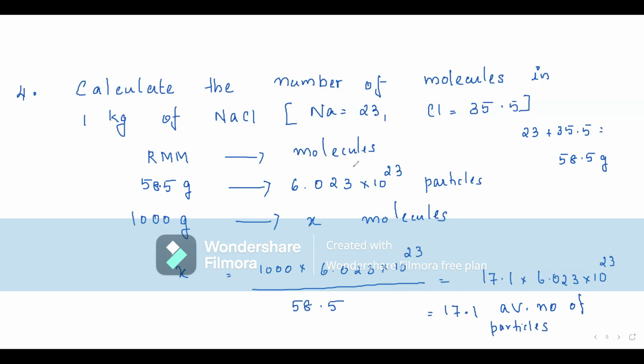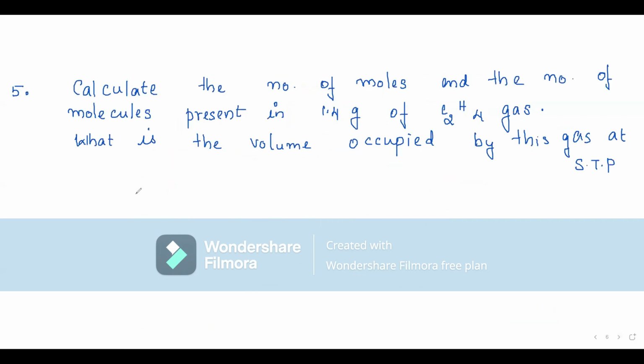So I'm introducing one point here. This 6.023 into 10 to the power 23, that number is called 1 Avogadro's number. Okay, Avogadro is written like this, Avogadro's number. Okay, fine. So 6.023 into 10 to the power 23 is called 1 Avogadro's number. Let us move on with question number 5.